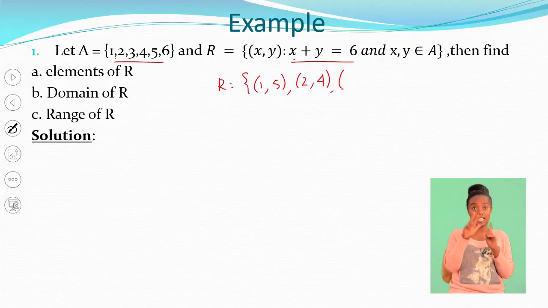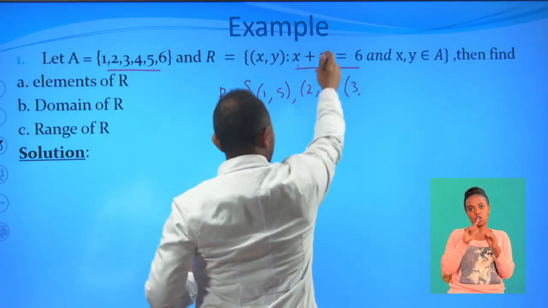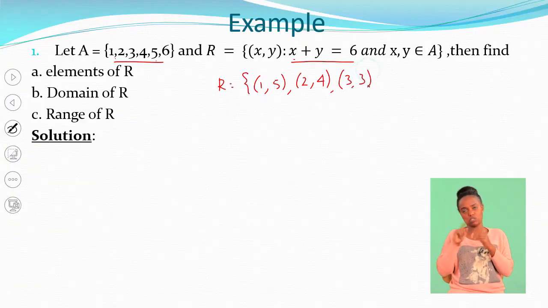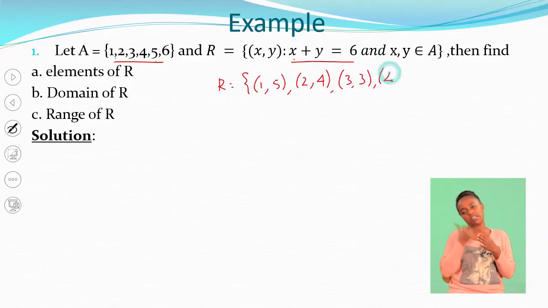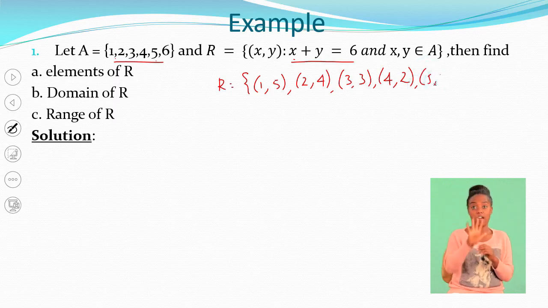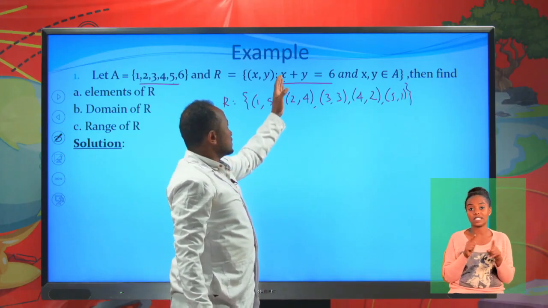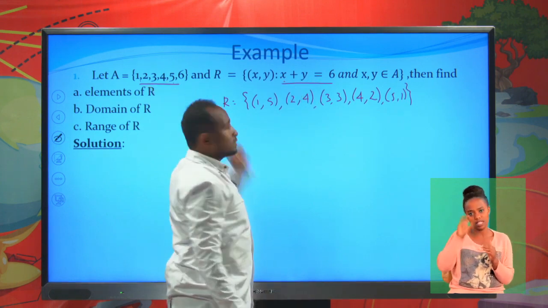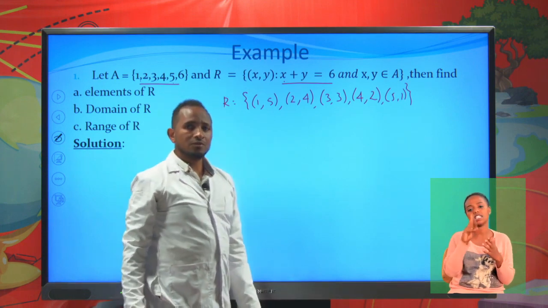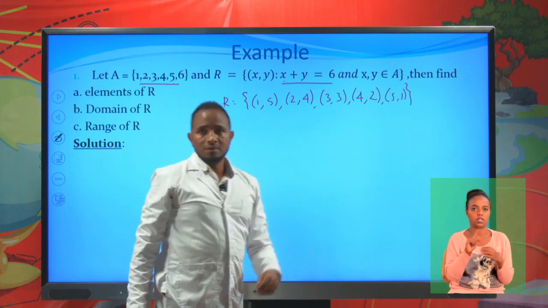If you take 3, 3 plus 3 is 6. 3 is in A. So (3, 3) is another element. If you take 4, 4 plus 2 gives you 6. 4 and 2 are in A. If you take 5, 5 plus 1 gives you 6. But if you take 6, 6 plus y is 6 means y must be 0, but 0 is not in A. So (6, 0) is not an element of R. So these are the elements of R.